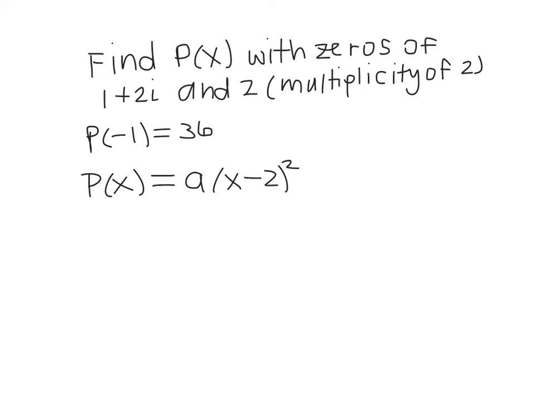Then we have a 0 of 1 plus 2i, a complex 0. So that's going to be x minus, in parentheses, 1 plus 2i. Since it is a complex 0, that means that it comes in a conjugate pair. So it's going to force it to have another 0 of its complex conjugate, which is 1 minus 2i.